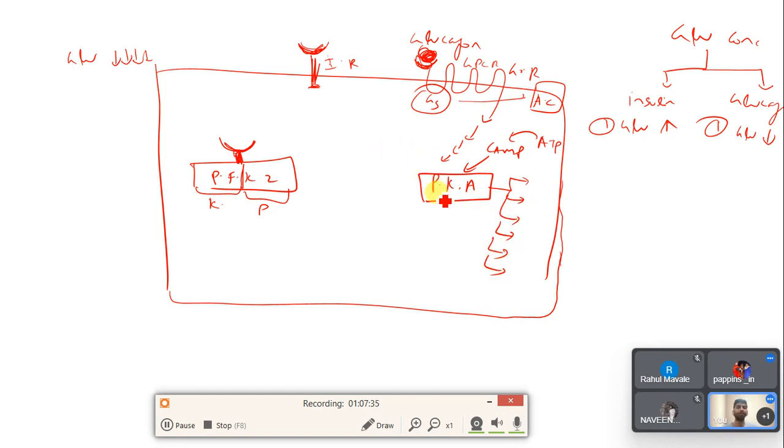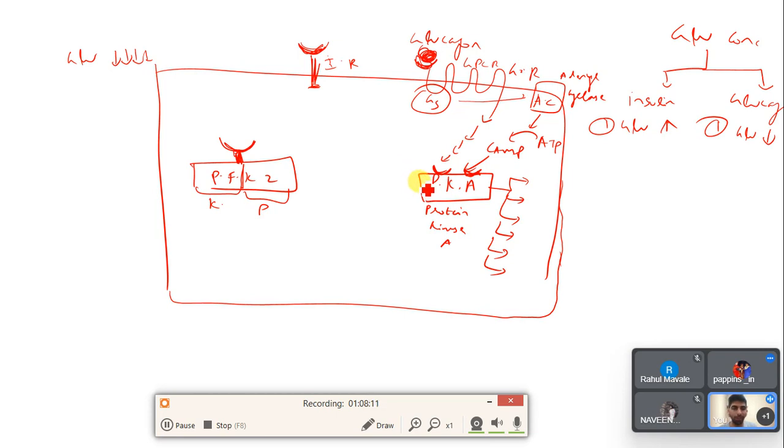So PKA is activated after cAMP goes and binds to its sites. That is protein kinase A, not phosphatase, it's protein kinase A. And this is adenylyl cyclase, which converts ATP to cAMP, and cAMP goes and binds to this protein kinase, and it gets activated after the binding of cAMP.